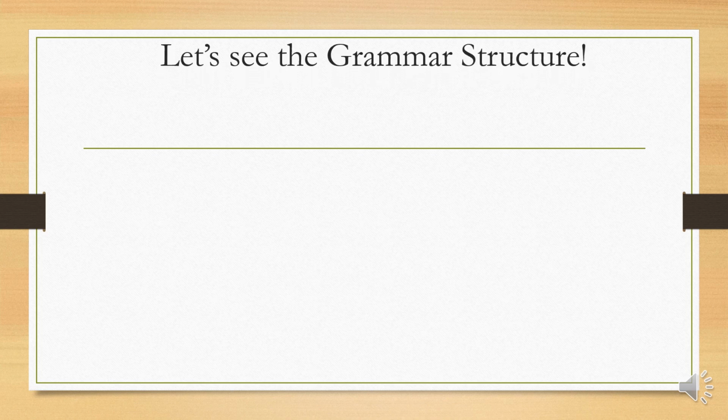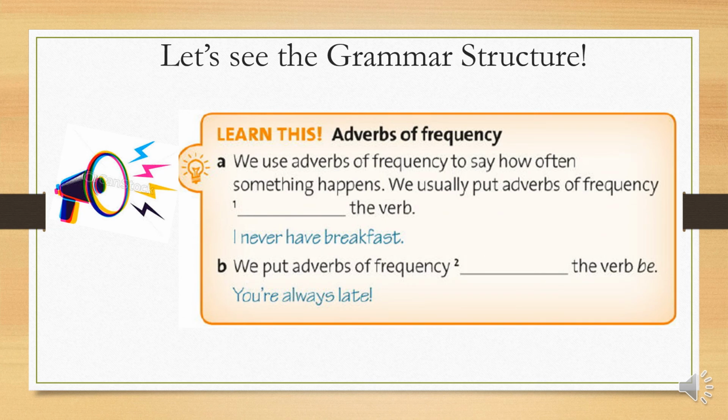Let's see the grammar structure then. Adverbs of frequency. We use adverbs of frequency to say how often something happens. We usually put adverbs of frequency before the verb. Generalmente ponemos los adverbios de frecuencia antes del verbo. Example: I never have breakfast. El verbo sería have. Never va antes del verbo.